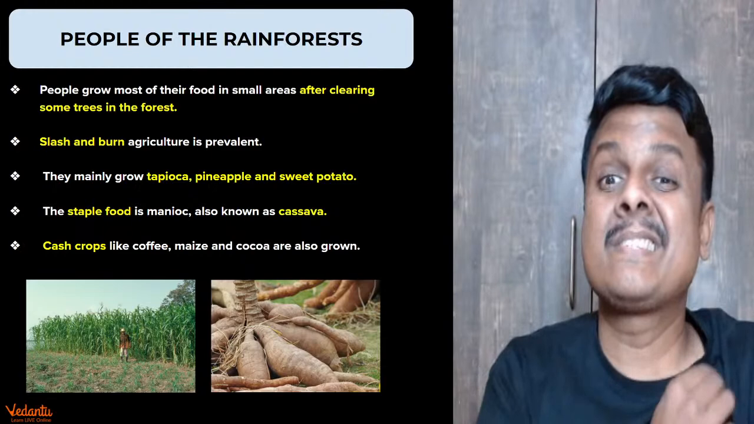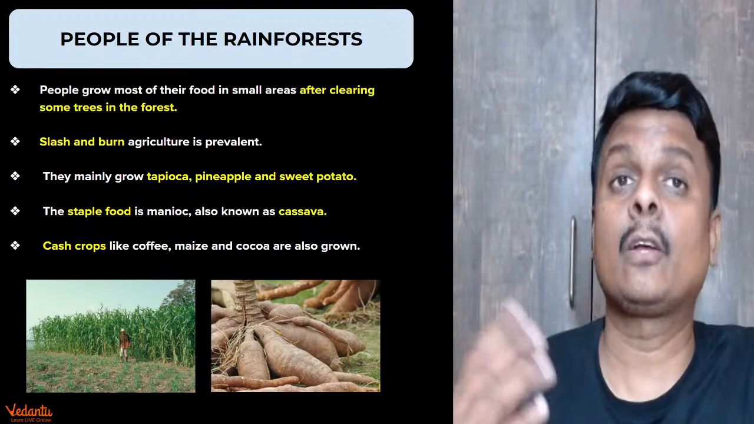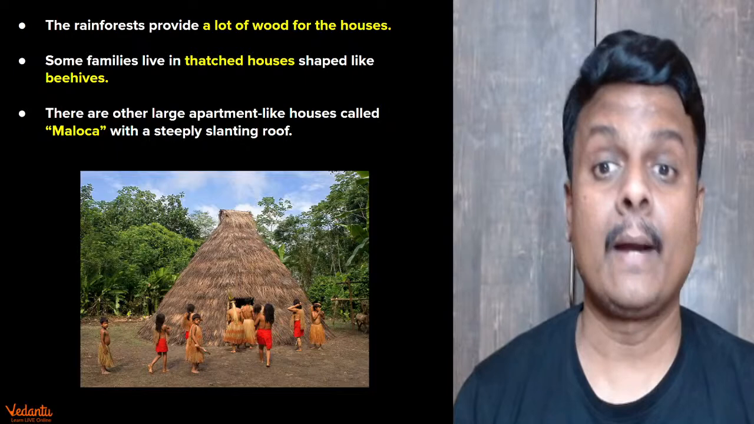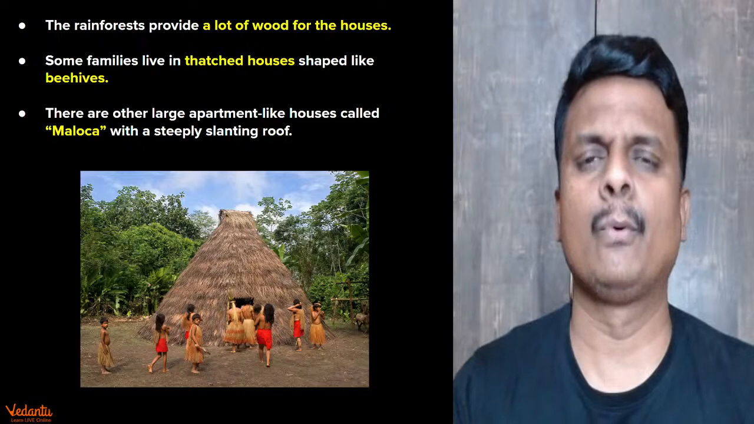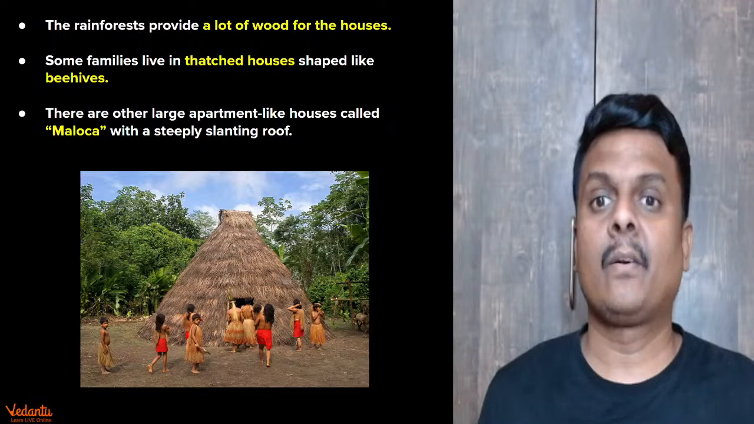Alright, so this is the type of cultivation that they do. Slash and burn cultivation. Mainly tapioca, pineapple and sweet potato. Staple food is cassava. Cash crops like coffee, maize and cocoa are also there. Now coming back to the rainforest of the Amazon, they provide a lot of wood, because when you cut down trees for that kind of cultivation, you get a lot of wood. And all the dried up roots and leaves are also sources for thatching houses.